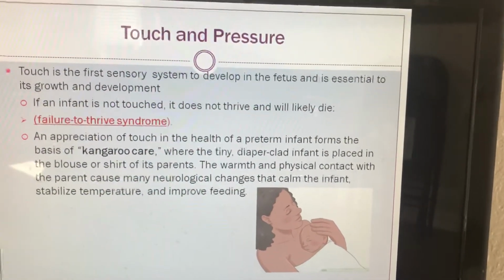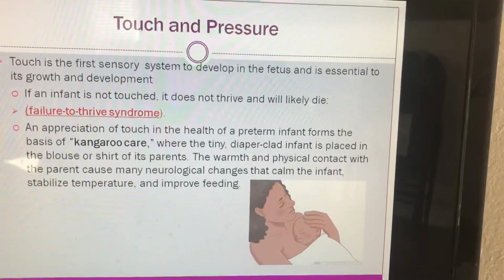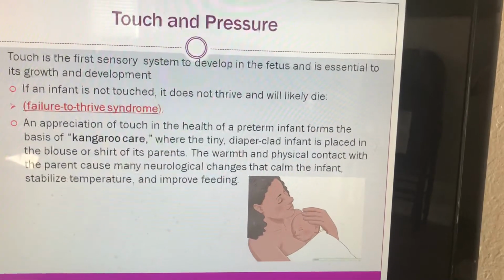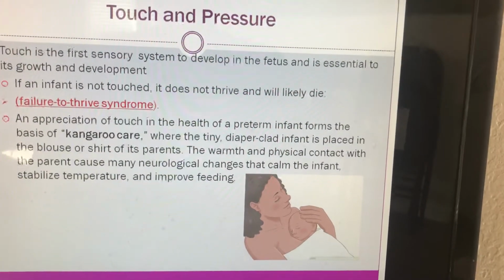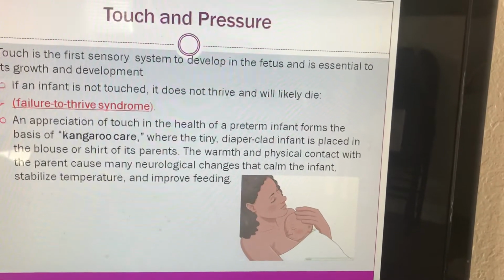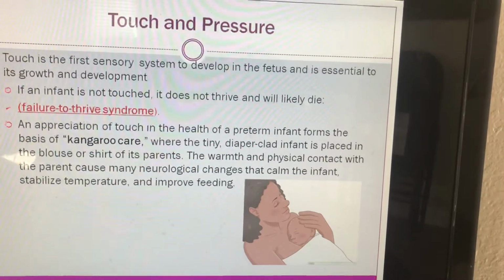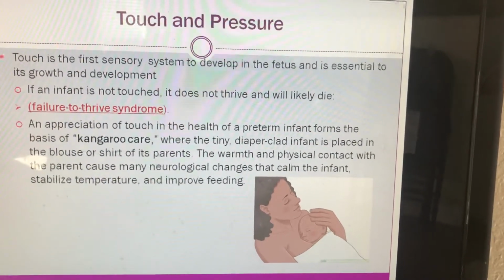And this is where the tiny diaper-clad infant is placed in the blouse or shirt of its parents. And the warmth and physical contact with the parent causes many neurological changes that calm the infant, stabilize temperature, and improve feeding.